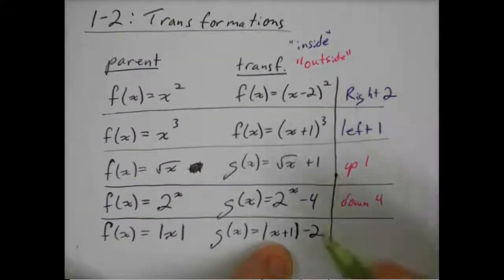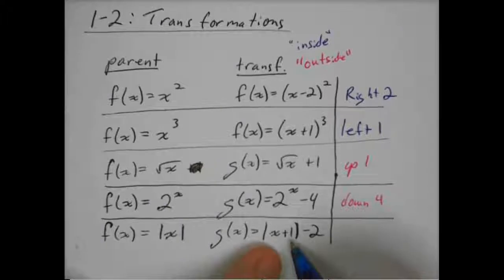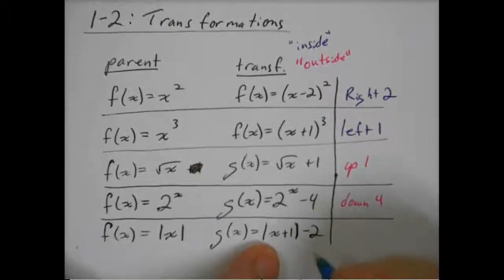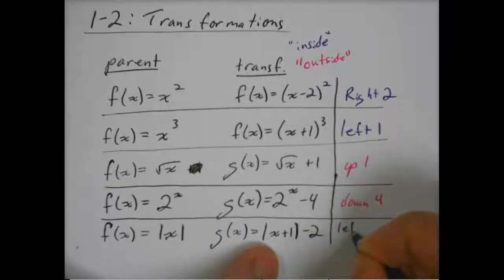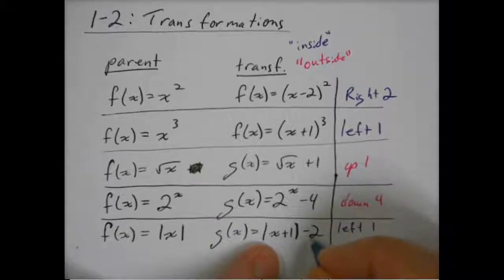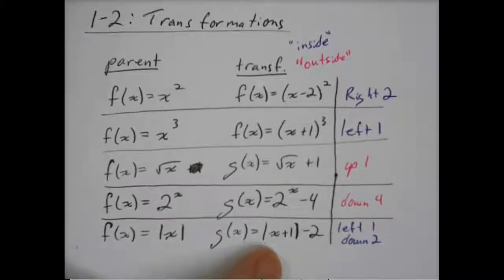So notice we have a plus 1 kind of inside with that x. This is an absolute value because we have the absolute value of x, the absolute value of our variable. So inside with the x, we have a plus 1, so let's do the opposite of what we see. So we will move to the left 1 unit, and then minus 2 is on the outside, so we will move everything down 2 units. So we'll kind of do that in that order.